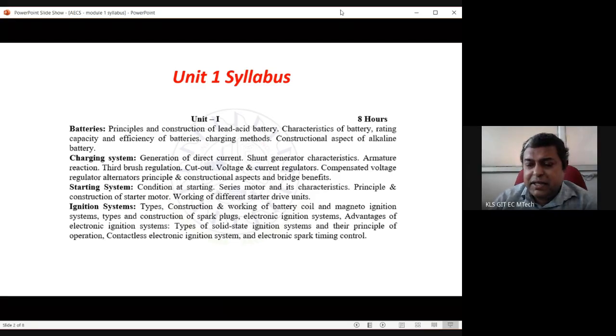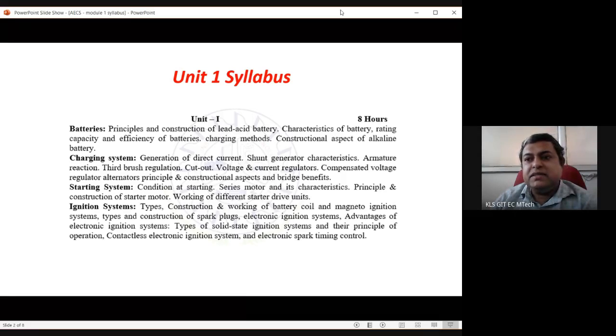What is meant by solid state? Any idea, Naveen? What is meant by solid state ignition system? Electrical people, solid state means what? What is meant by solid state?